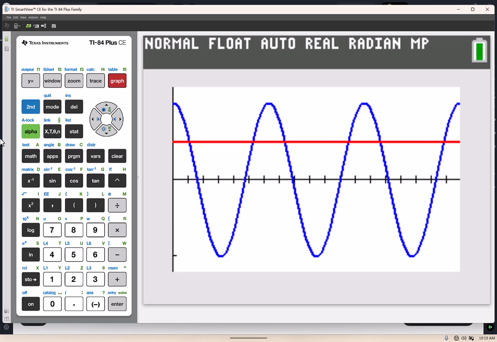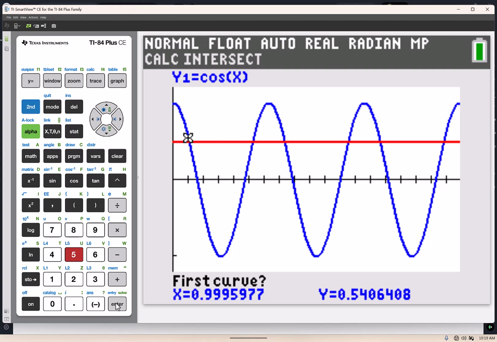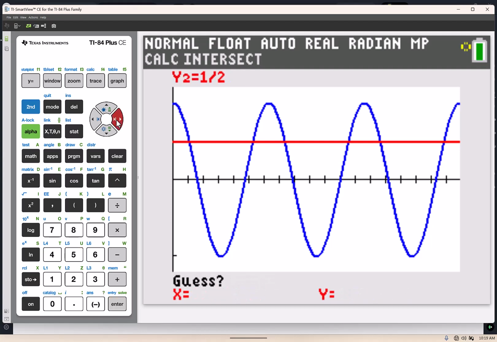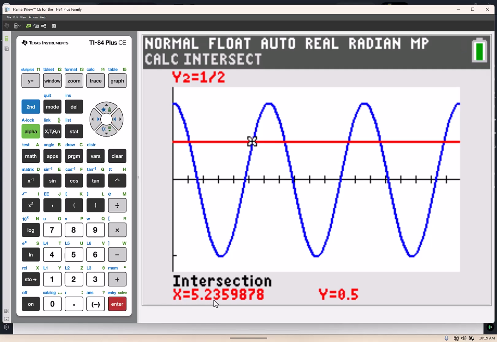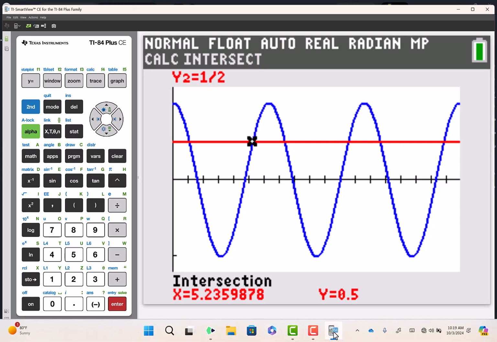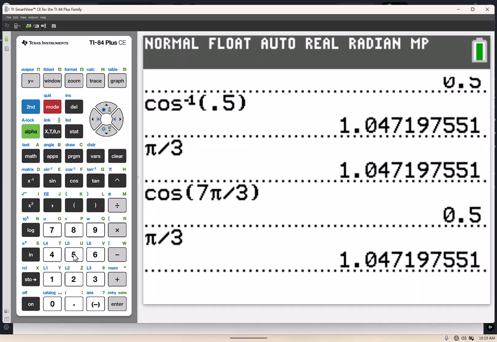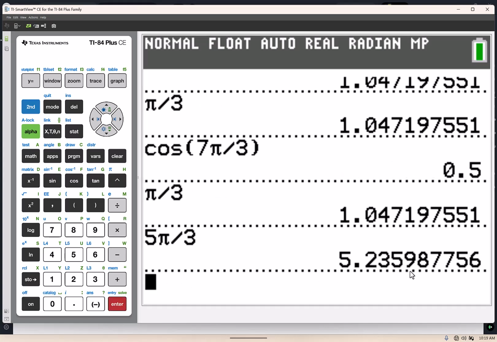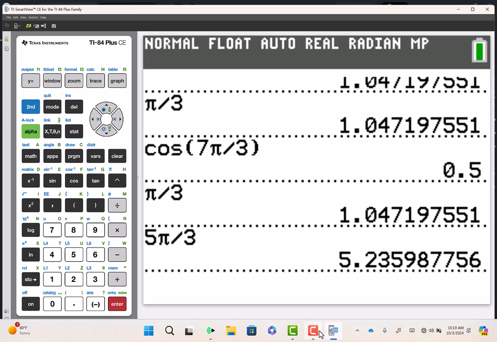Look, I'm going to do this. We're going to practice a lot, guys. Second, calculate number 5. And I'm going to go enter, enter. And I'm going to scroll to the one I want. I want this one. Make sure it says the word intersection. See, 5.23598. That is 5 pi over 3. If I take my little calculator here, and I'm going to go second quit. And look, 5 pi over 3. And look, we get that 5.235. Isn't that cool?